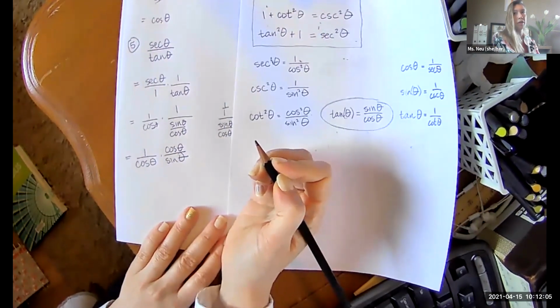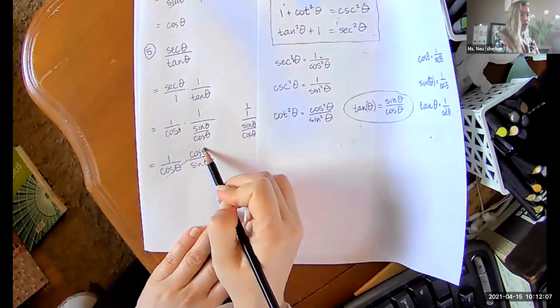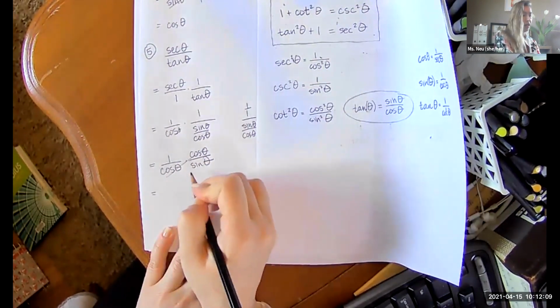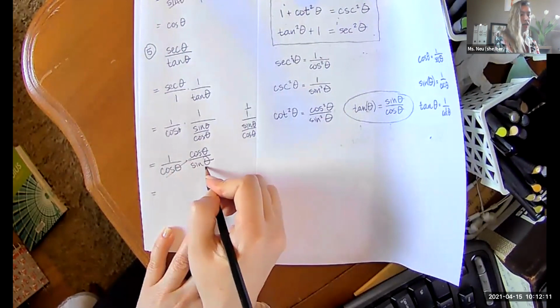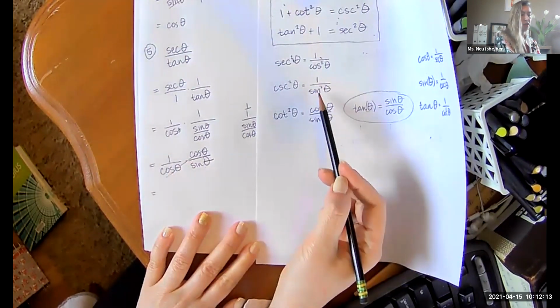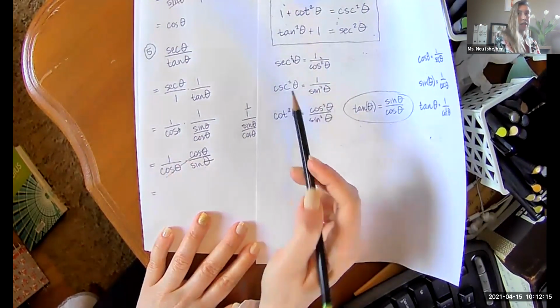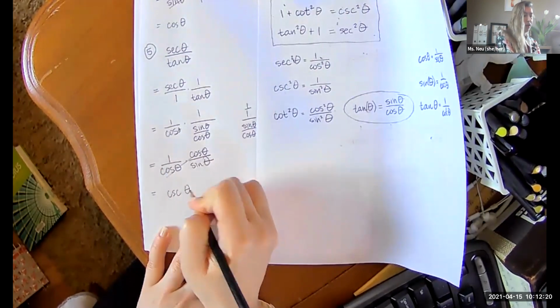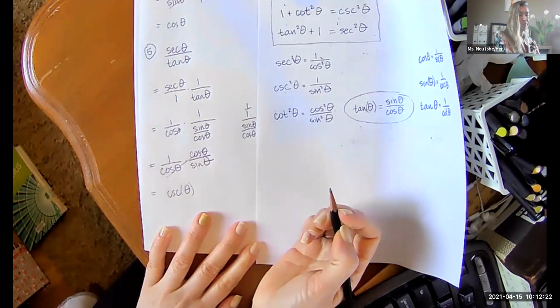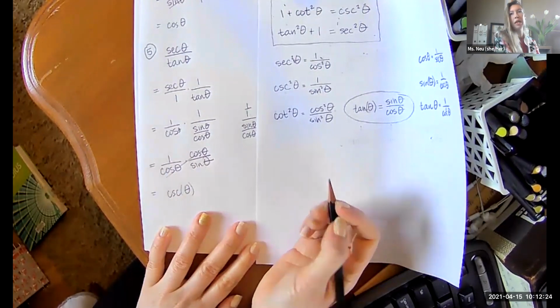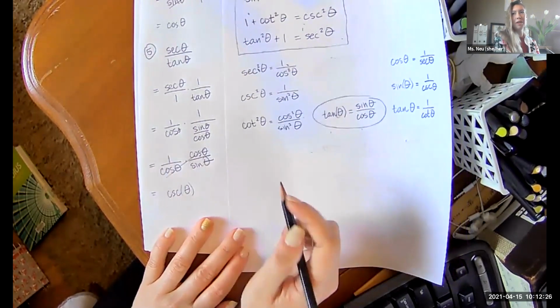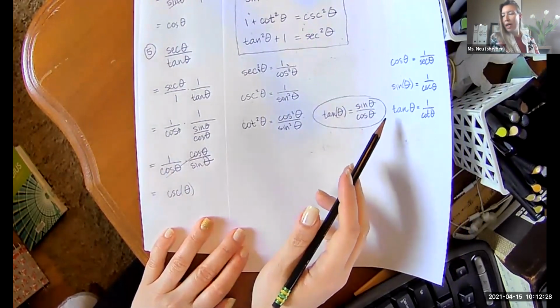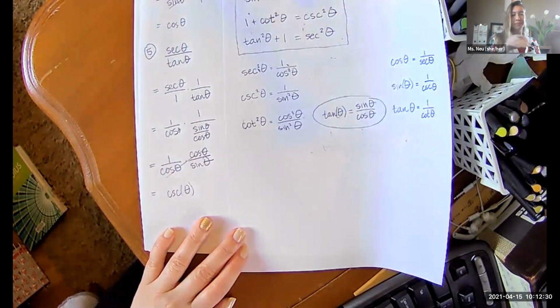Oh, so pretty. So pretty. And then cosines go bye-bye. And this is 1 over sine. But 1 over sine is cosecant. So I'm going to rewrite this as cosecant theta. And I'm done. So awesome. It's so pretty. It takes a little bit sometimes to figure out which ones you're going to use, but it's kind of like a little puzzle.